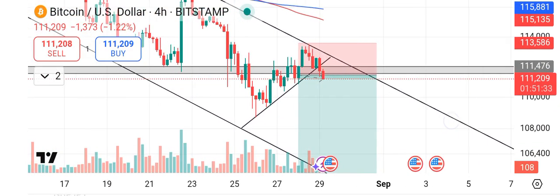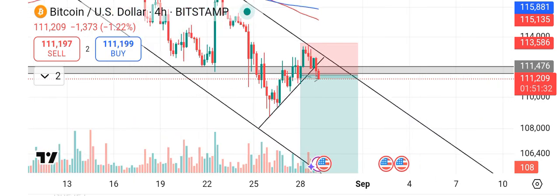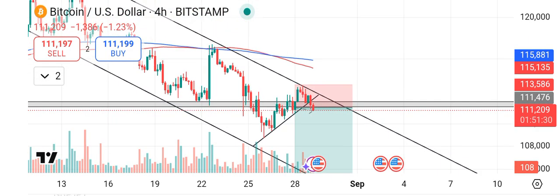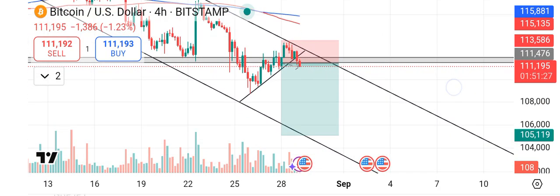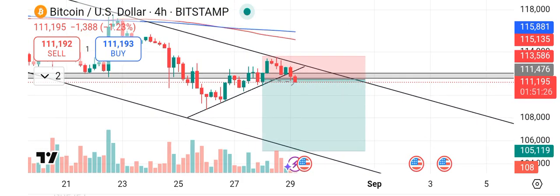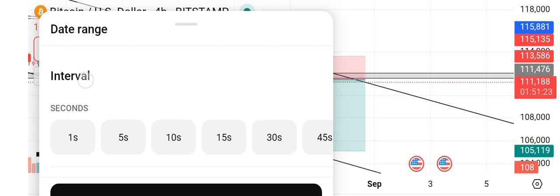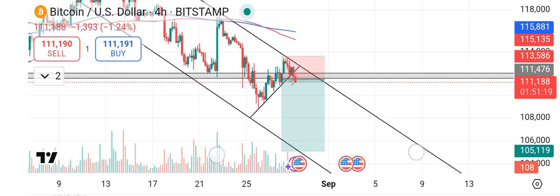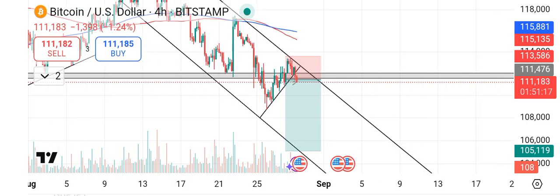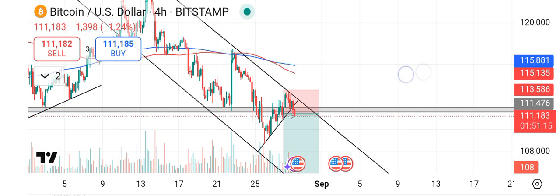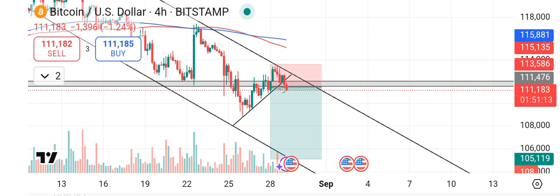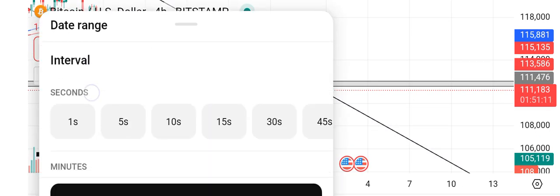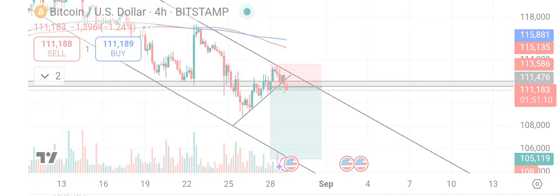So I want to give a brief explanation of how it goes before the entry was made. Let me go down to the 15 minutes time frame. But first, remember this is a breakout, and now I'm trying to make the analysis on the retest and how I made the second entry.